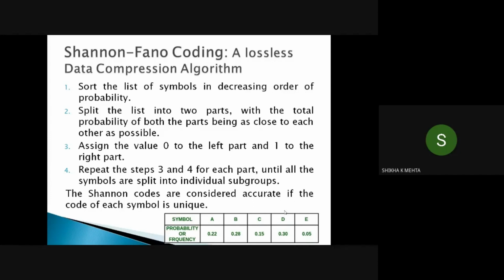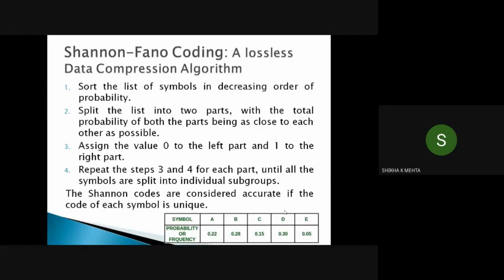So we can divide between A, B and C, D, E if, say, the sum of A and B is 0.55 and the sum of C, D, E is 0.45. So we can divide it into two parts. After every split, we assign 0 to the left part and 1 to the right part, and we keep repeating until all the symbols are split into individual groups.